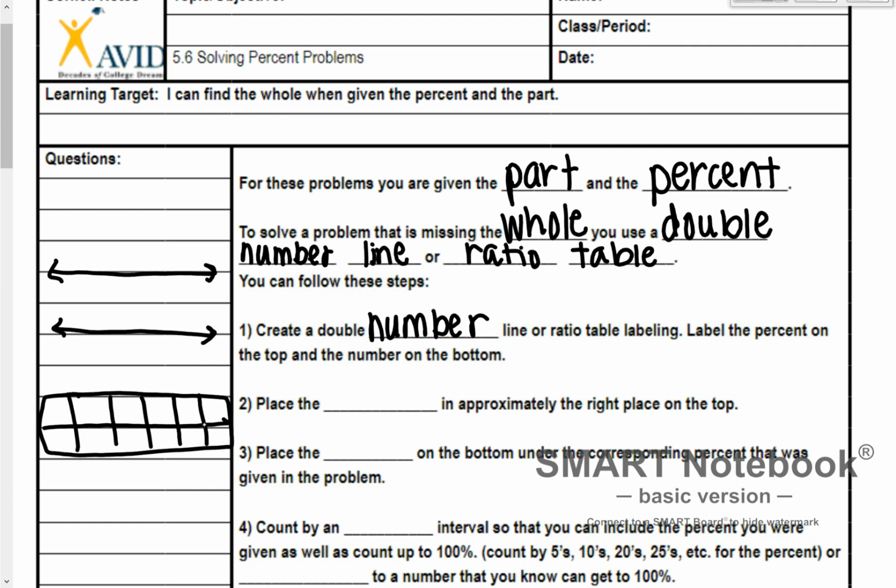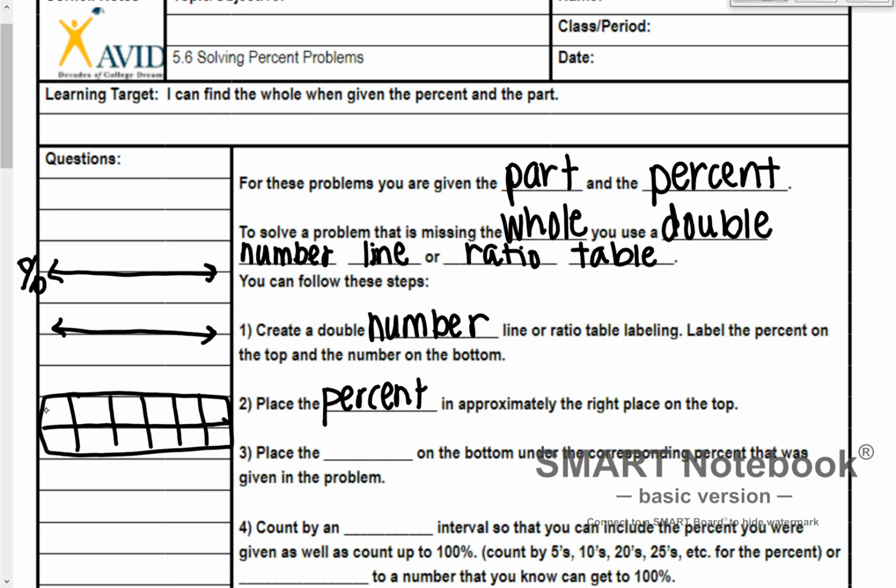So double number line, ratio table. Then we'd place the percent in approximately the right place on top. Oh shoot, I forgot. So label the percent on top. And then if it's like a word problem, you'd want to put whatever the label is. So like if you're doing a test, it would be the number of questions or how many miles, or whatever the label would be.